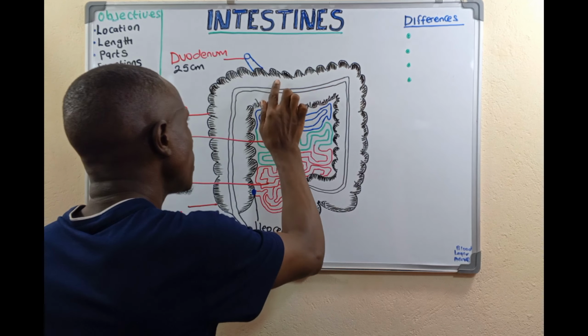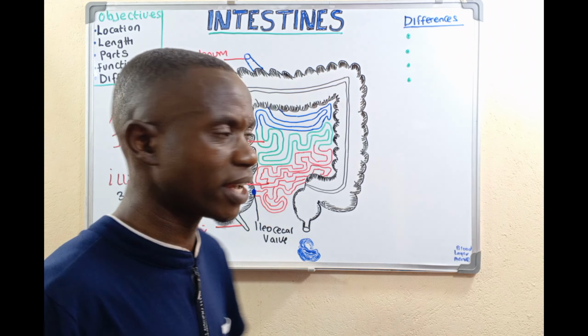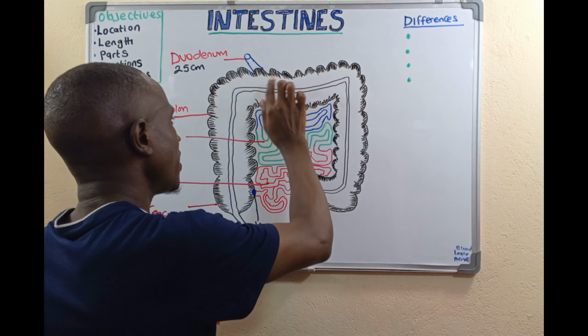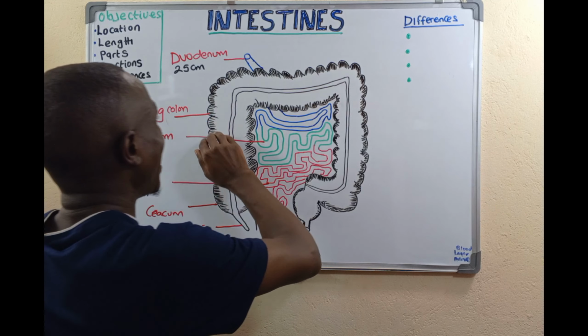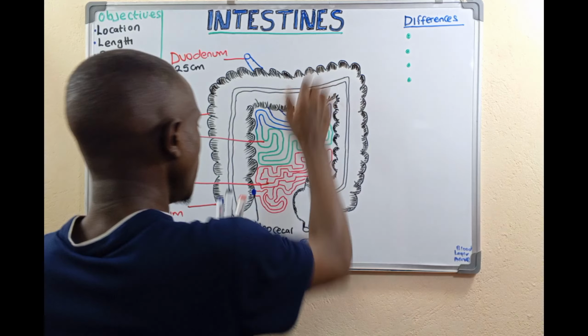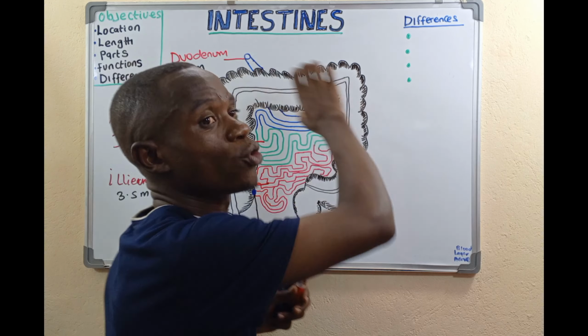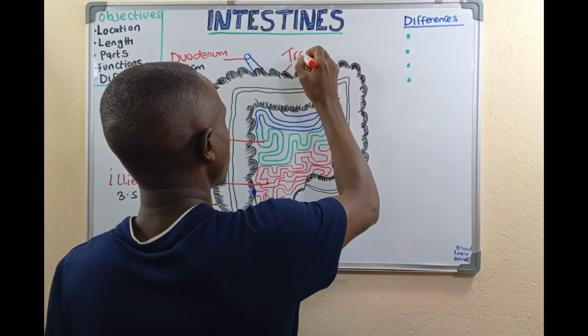This angle is what we call the hepatic flexure, the transition of the ascending colon as it moves to another part of the colon. You know how this colon is called? This colon here is what we call the transverse colon.